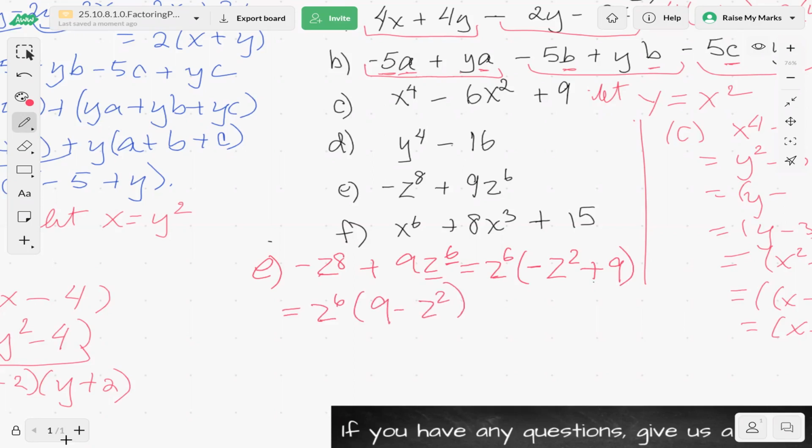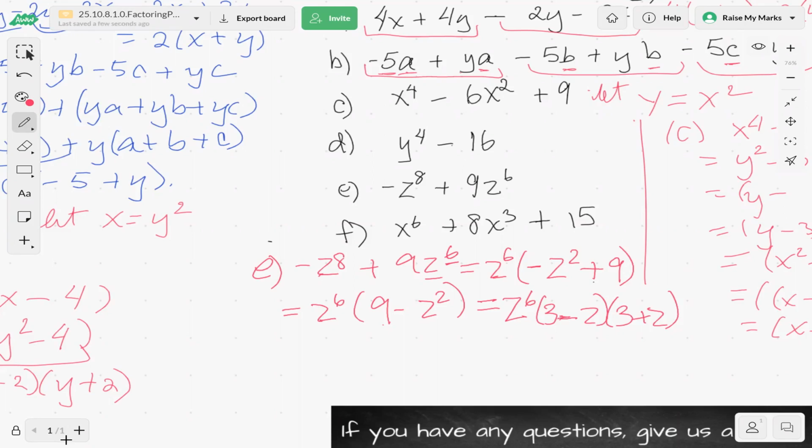So now we have a difference of squares in the bracket. So we can factor that. We know how to factor a difference of squares. 9 is 3 squared, z squared is z squared. Since it's a difference of squares, we put a plus and a negative in there, and we factored. Excellent.